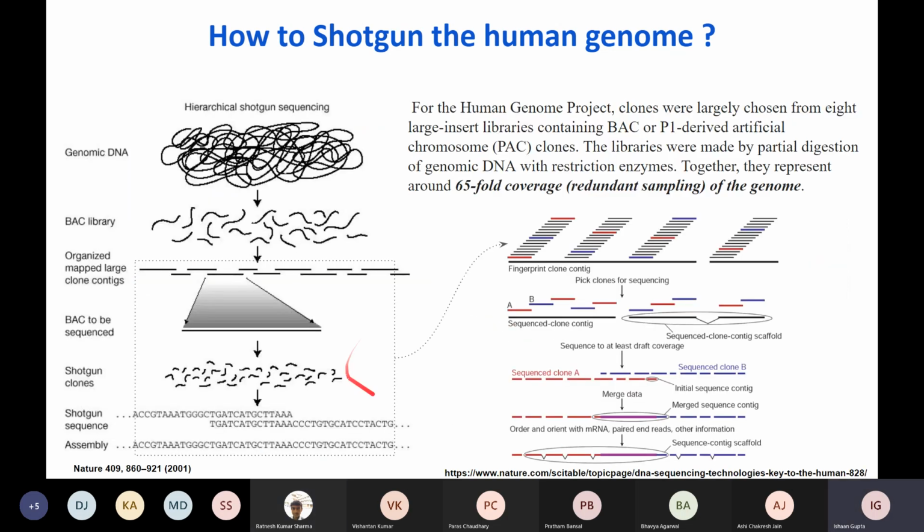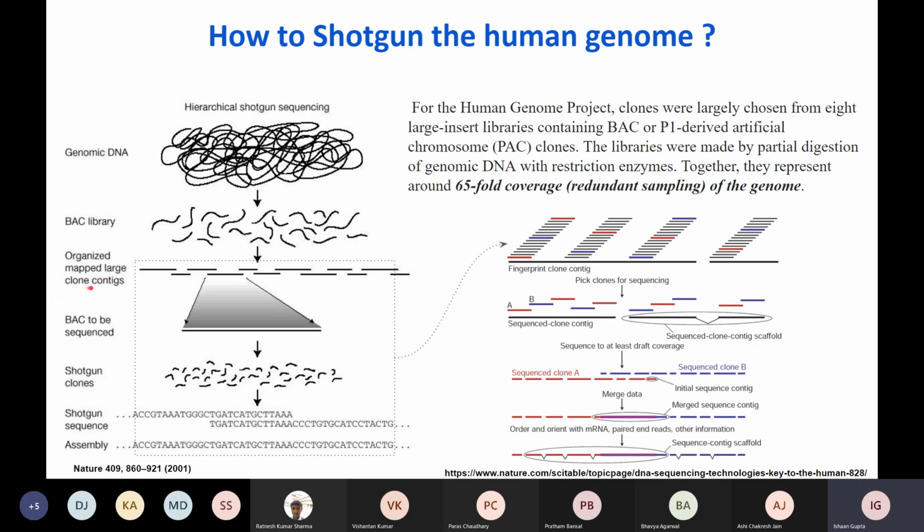So this is how it specifically looks. You have hierarchical shotgun sequencing. Yeah, Ratnesh, maybe I can complete and then you can ask the question. Yes, sir. So you had the genomic DNA, you broke it down into large pieces, and you made what's called a BAC library here. A BAC library is a bacterial artificial chromosome library. You call it a library because there are lots of these overlapping fragments.